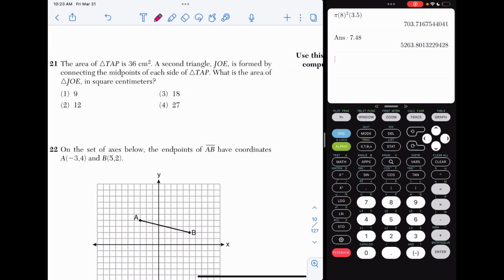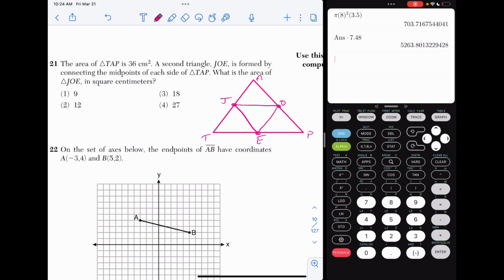All right, 21. The area of triangle TAP is 36. A second triangle is JOE is formed by connecting the midpoints. What's the area of triangle JOE? This question reminds me of a question that you would learn when you are younger and you learn about fractions. So I'm going to draw a triangle TAP. No idea what it actually looks like, but that's okay. And JOE is formed by connecting the midpoints. So let's connect those midpoints. So JOE. Do I know that J is the one between T and A? Nope. I'm just going to guess and put it in there.